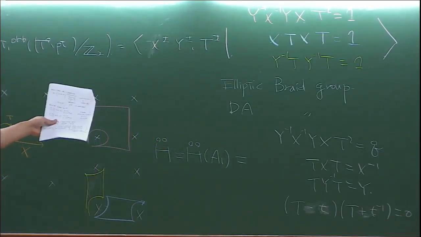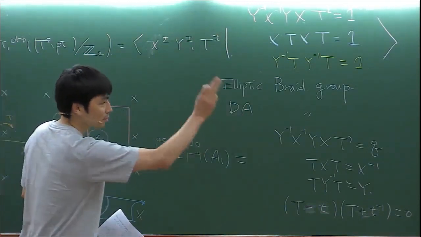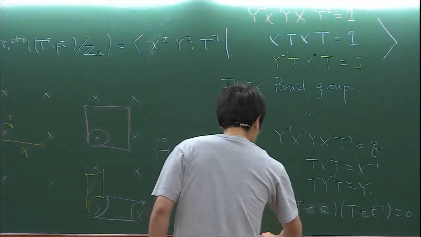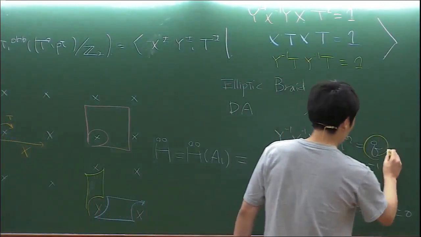So the elliptic braid group does not impose any relation on T. You have to add the quadratic relation to the elliptic braid group. So that's the hierarchy of Weyl group, Hecke algebra, and braid group. If you remove the relation, you get the double affine braid group. So the two deformation parameters are Q and the small t.